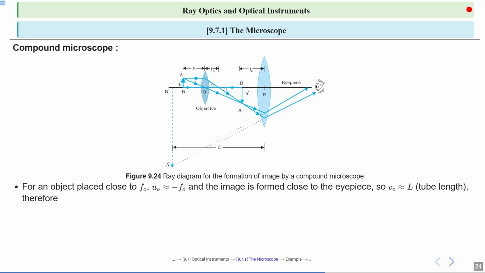Okay, so using these approximations, we derive the formula M naught equals L upon F naught. This equation shows the magnification is directly proportional to the tube length and inversely proportional to the focal length of the objective lens. This relationship is crucial for designing microscopes with the desired magnification capabilities.